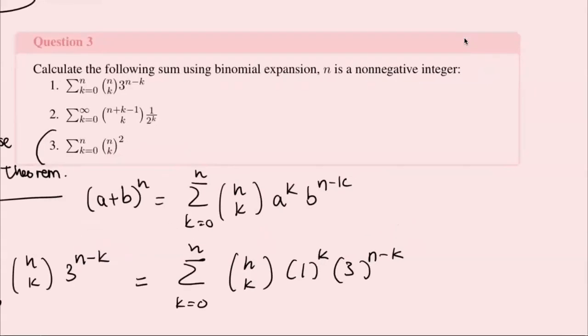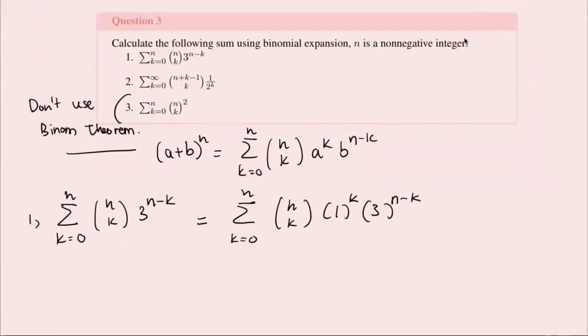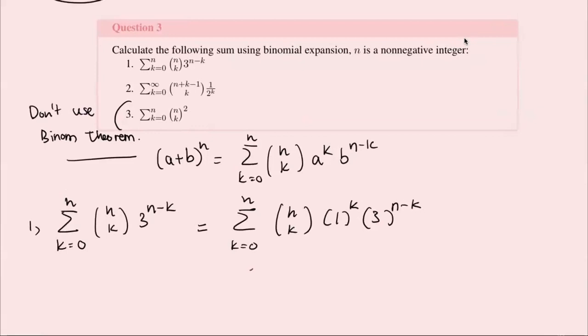So now I have n is equal to n, a is equal to 1, b is equal to 3. So I can write this one as a plus b to the power of n, which is 1 plus 3 to the power of n, which is 4 to the power of n. Okay. So we have this expression is equal to 4 to the power of n.